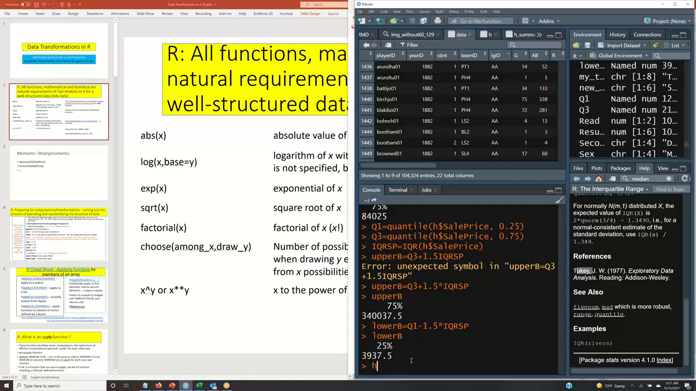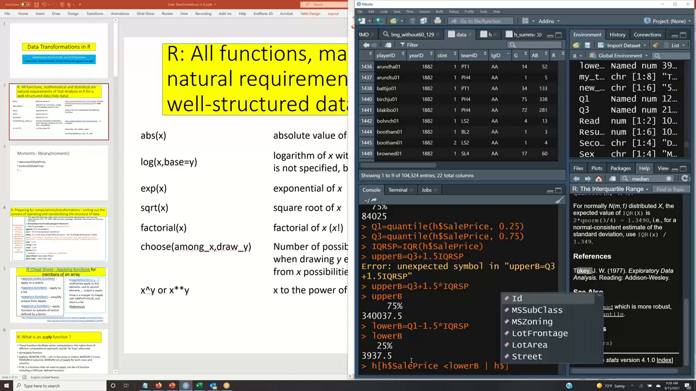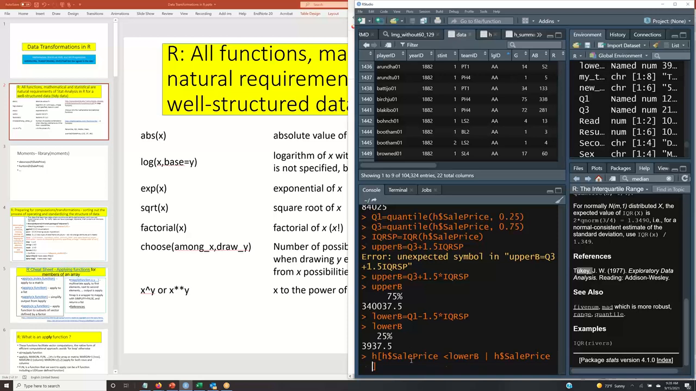I want to see the records in H where H sale price is less than the lower bound, or H sale price is greater than the upper bound. I want to see all those records, right? That's what I want to look for. Those are the outliers. Let's see, H outliers.